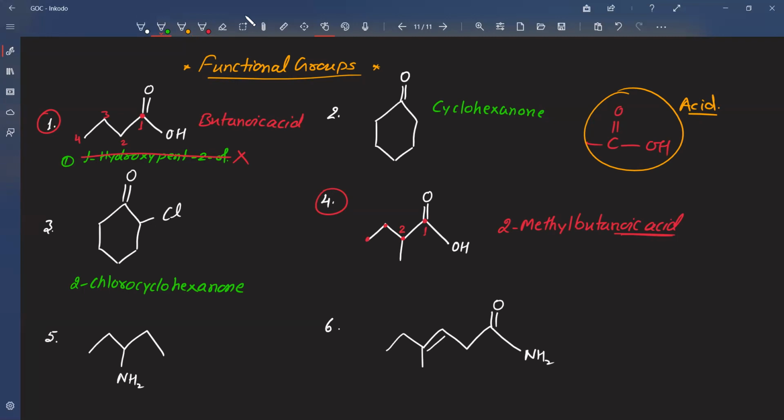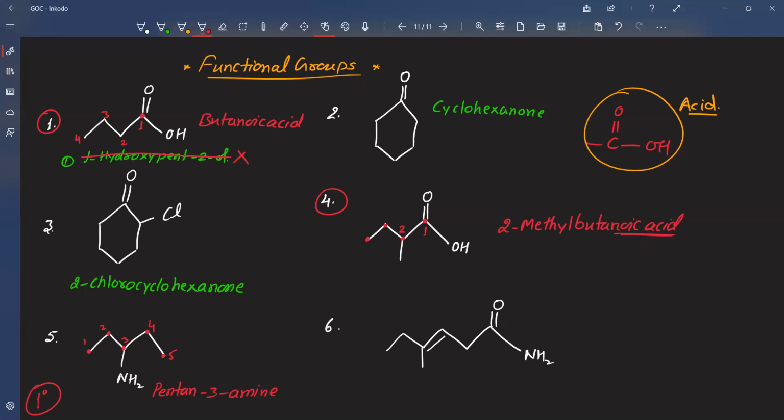N-ethyl ethanamine. No, wait. One second. Sorry. I don't know this. Okay. This is a 5-carbon chain in which NH2 is attached like this. So where is it attached? It is attached at position 3. So this is pentan-3-amine. Oh, that's it. This is a primary amine. If you have secondary or tertiary, then it becomes N, right? Yes, we will see that. Next one.